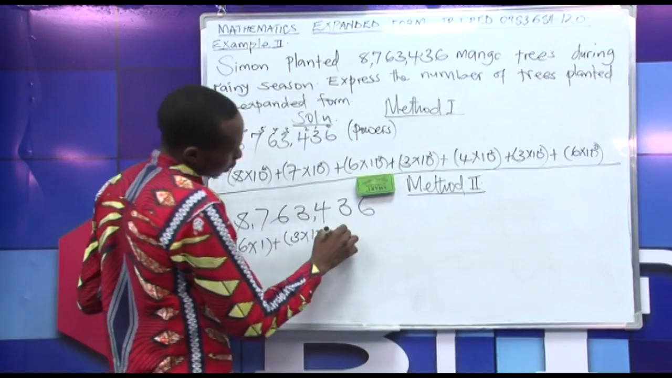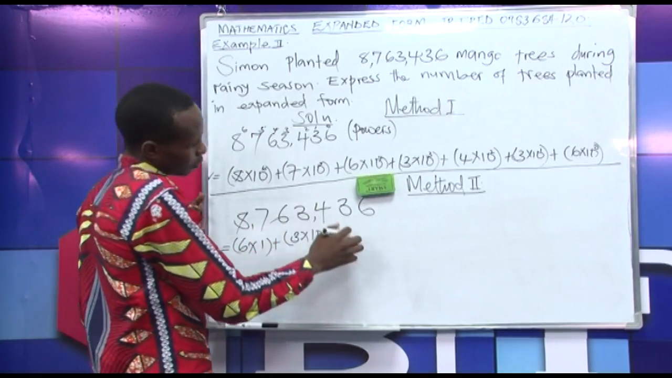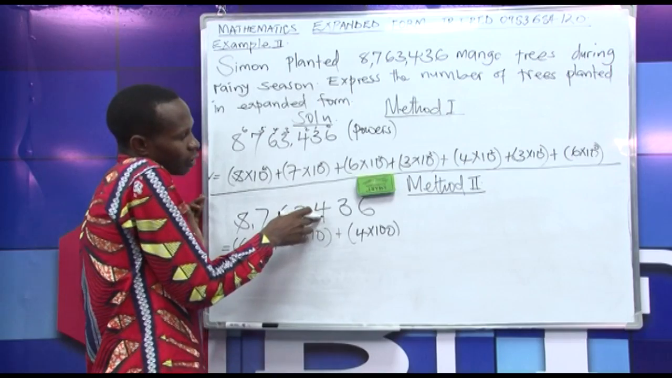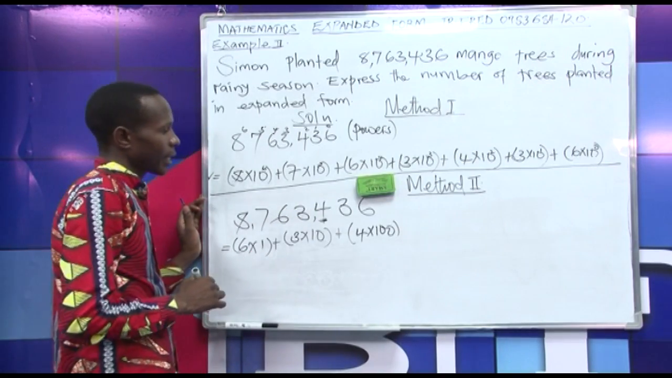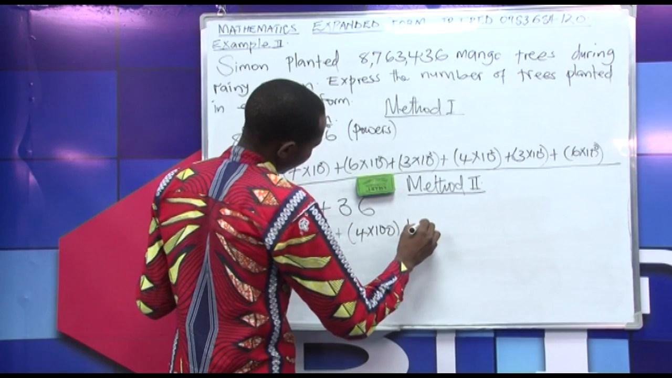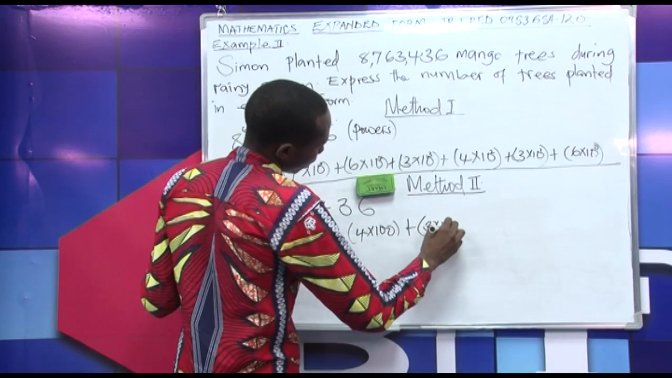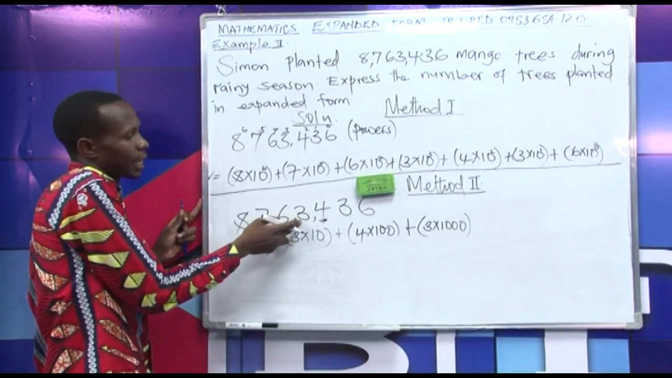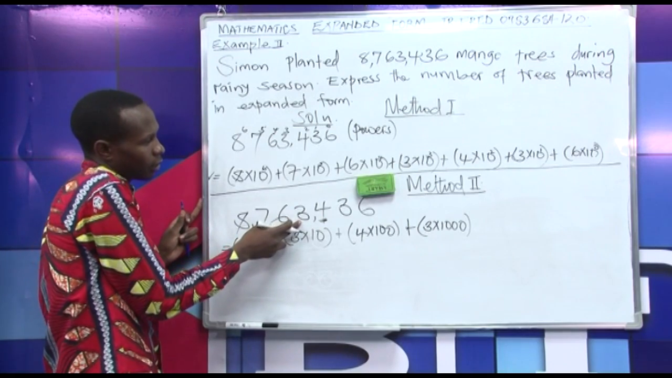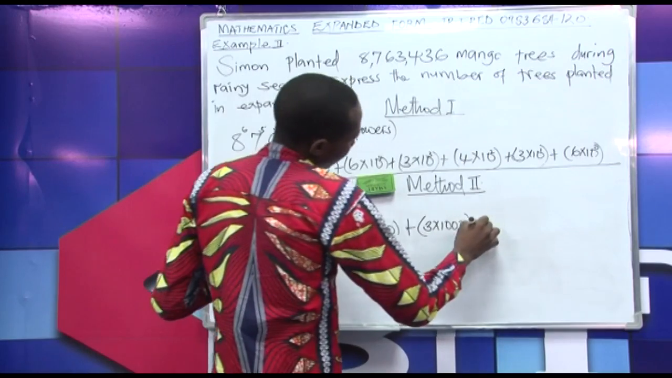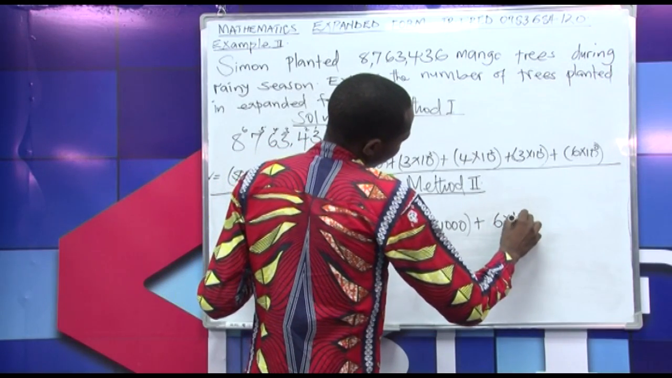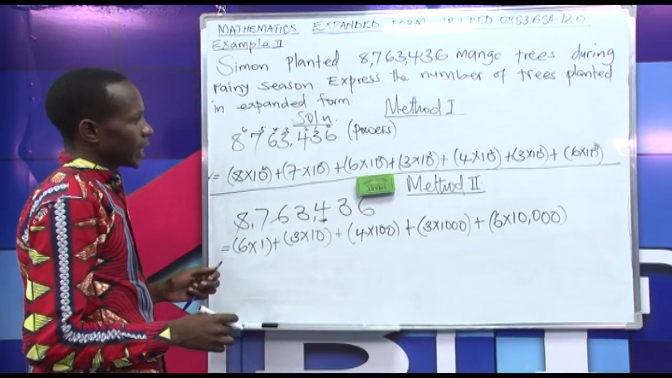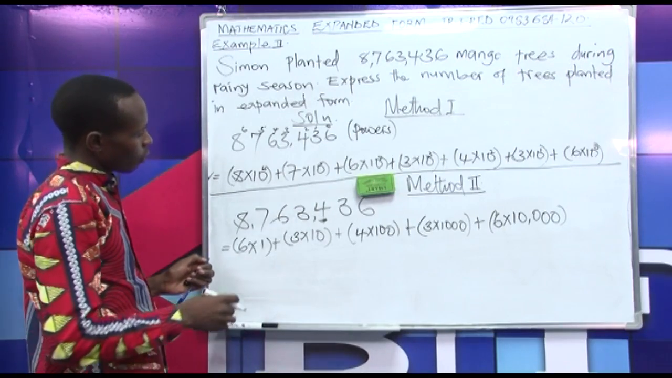So from 3 we shall come to 4. So I'll say 4 times 100. I'm multiplying with 100 because 4 is under the place value of 100. We shall continue and have 3 times 1000. We are multiplying with 1000 because 3 is under the place value of 1000. Then from there we shall continue to 6. I'll say plus 6 times 10,000. We are multiplying by 10,000 because 6 is under the place value of 10,000.